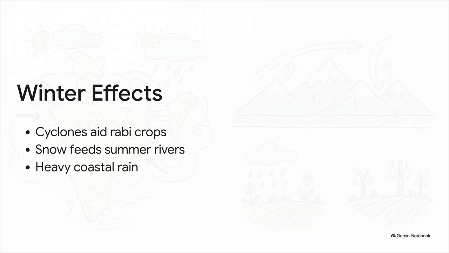But what happens when the engine shifts into its winter phase? Well, the winter precipitation effects are incredibly vital. Over northwestern India, weak temperate cyclones drifting all the way from the Mediterranean Sea bring meager but absolutely crucial rainfall to places like Punjab and Delhi. Why does this matter? Because it's a lifesaver for the rabi or winter-sown crops.